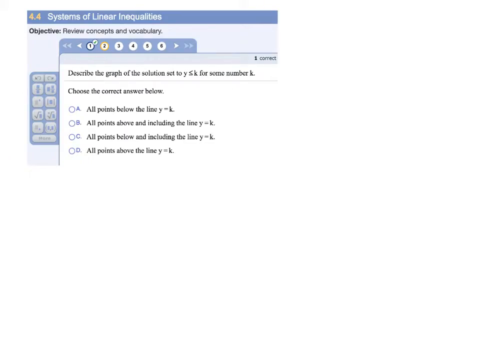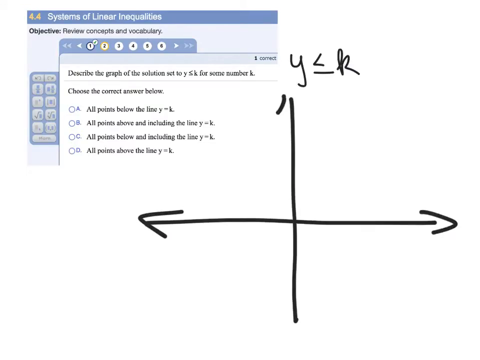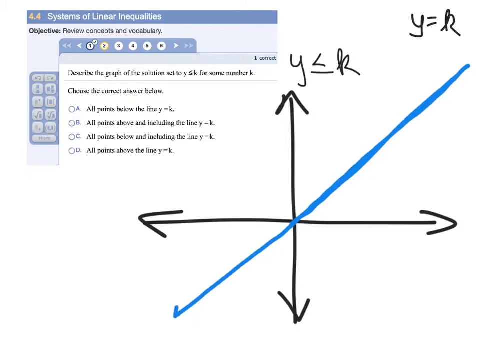All right, so the directions say to describe the graph of y is less than or equal to k. All right, and so what you do is you begin with your graph and you treat it like an equation. You treat this like it's an equal sign. So really what you're going to do is you're going to graph y is equal to k. All right, and what the heck does y equal k look like? Well, y equals k is going to start at the origin, and it's going to go like this. So that's your y is equal to k.